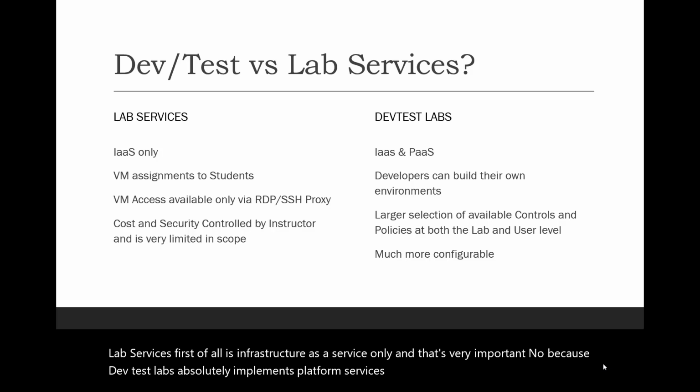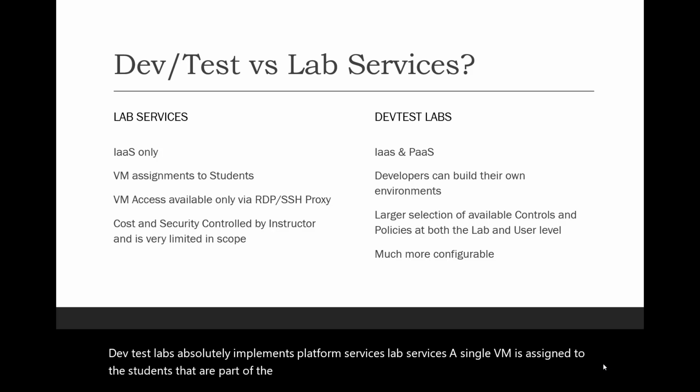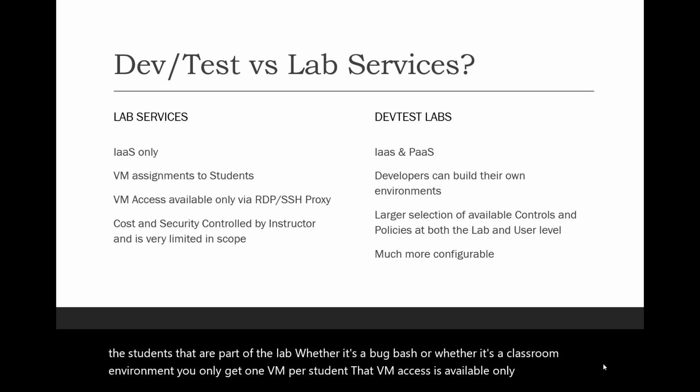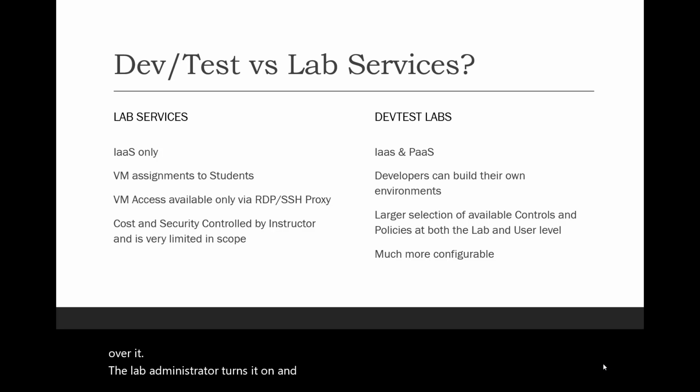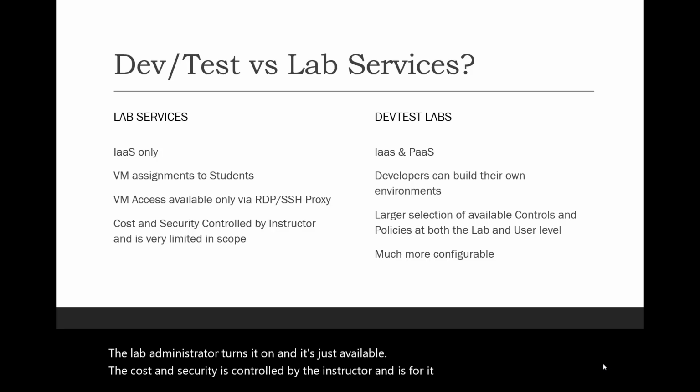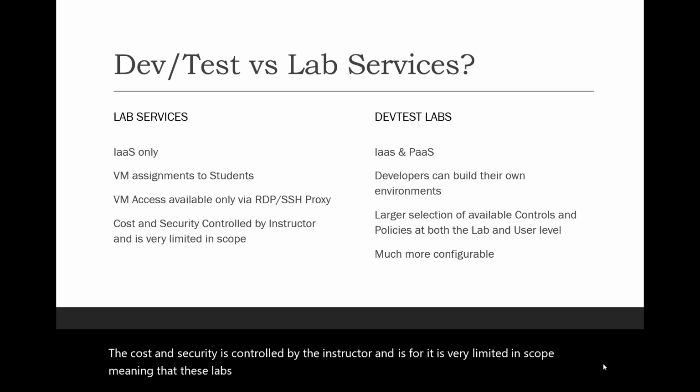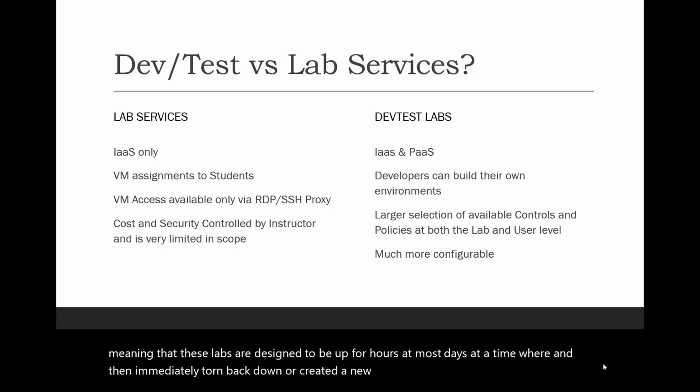In lab services, a single VM is assigned to the students that are part of the lab. Whether it's a bug bash or whether it's a classroom environment, you only get one VM per student. That VM access is available only via a RDP or SSH proxy, and that proxy is determined by the lab itself. You have no control over it. The lab administrator turns it on, and it's just available. The cost and security is controlled by the instructor, and is very limited in scope, meaning that these labs are designed to be up for hours, at most days at a time, and then immediately torn back down or created anew for the next time that a course is created.